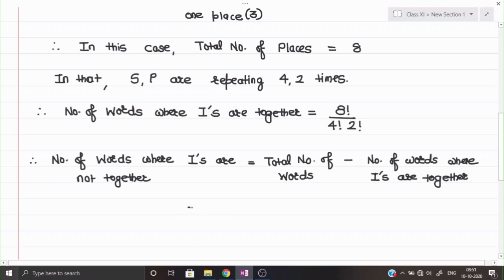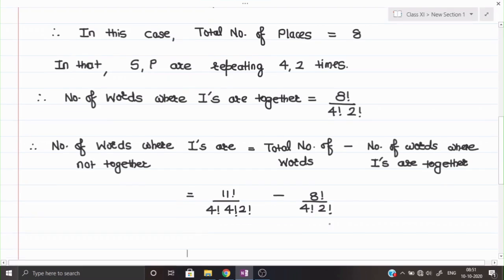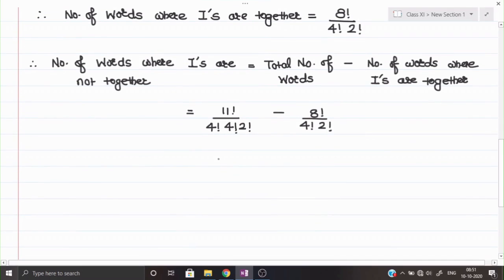Now the total number of words, what we got there, factorial 11 upon factorial 4 into factorial 4 into factorial 2. Okay, minus the number of words we got where I's are together, factorial 8 upon factorial 4 into factorial 2. Now let us simplify. So here 11 I will open till 8 first. Okay, I am taking some factorials common, so if some factorials can be common, it will be easier for us. So see how I am simplifying.